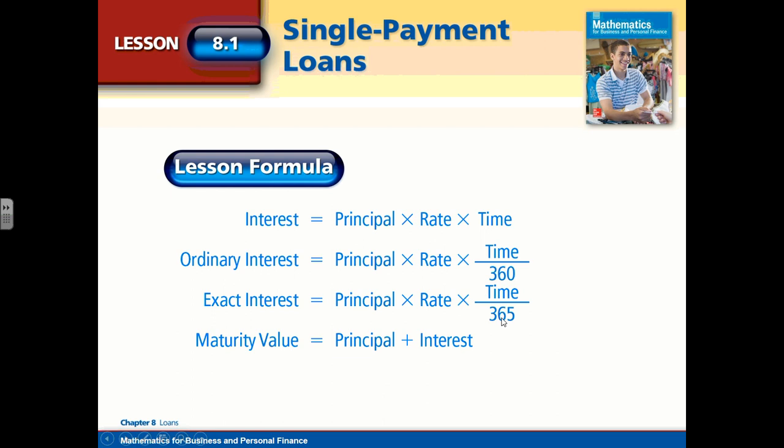Exact interest, because there's exactly 365 days in the year, is your principal times your rate, which is a percentage, times the number of days, divided by 365. Your maturity value is your principal plus the amount of interest you earn that you have to pay back. So it's what you originally borrow plus the interest, which we get from calculating over here, that your loan earns.